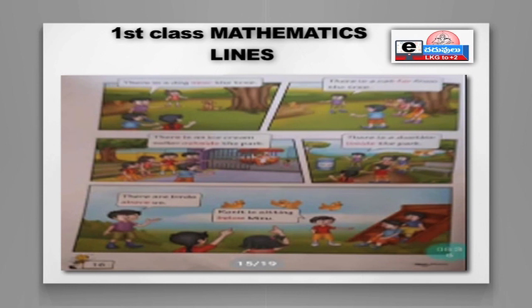Let's see. There are birds above us. Birds are flying over their heads. So they are saying that above us there are birds. Okay. Ronit is sitting below Meenu. Ronit is sitting below Meenu. See, two boys are there. So Ronit is sitting below Meenu, and upside was Meenu. Down one is Ronit. Okay.